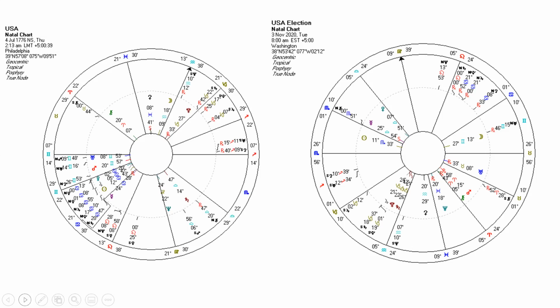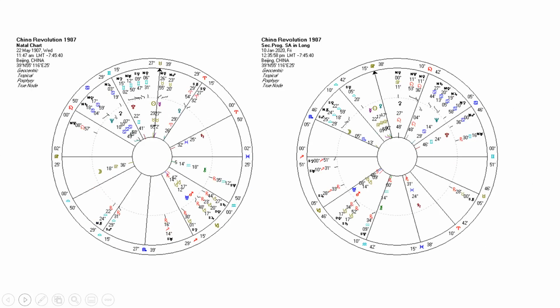Of course, you know, it's been widely discussed. The USA is about to experience its Pluto return over the next few years. And of course, the transits are going through all of those Cancer, Capricorn, nodal axis pieces here. Here's China. China's in the news right now. China Revolution chart 1907, May 22, 1907.